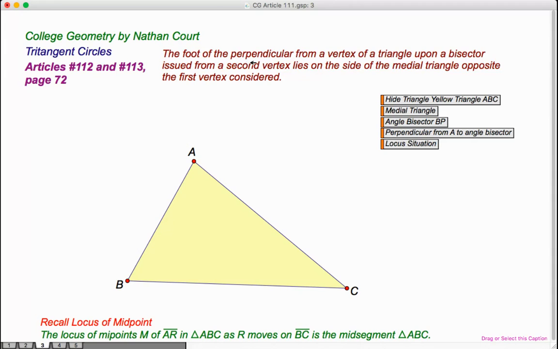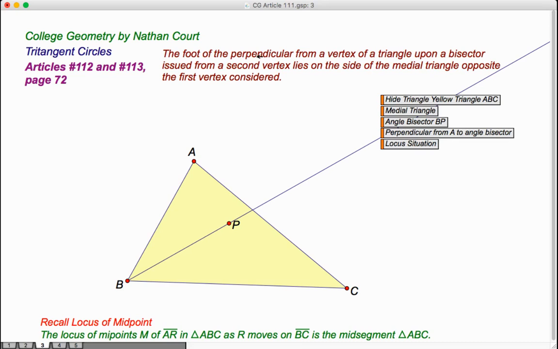So the foot of the perpendicular from a vertex of a triangle, so that vertex is angle A, okay? Issued from the second vertex, and that's this one. Second vertex is B, and the angle bisector of that. So that's the angle bisector of angle B. So it lies on the medial triangle.